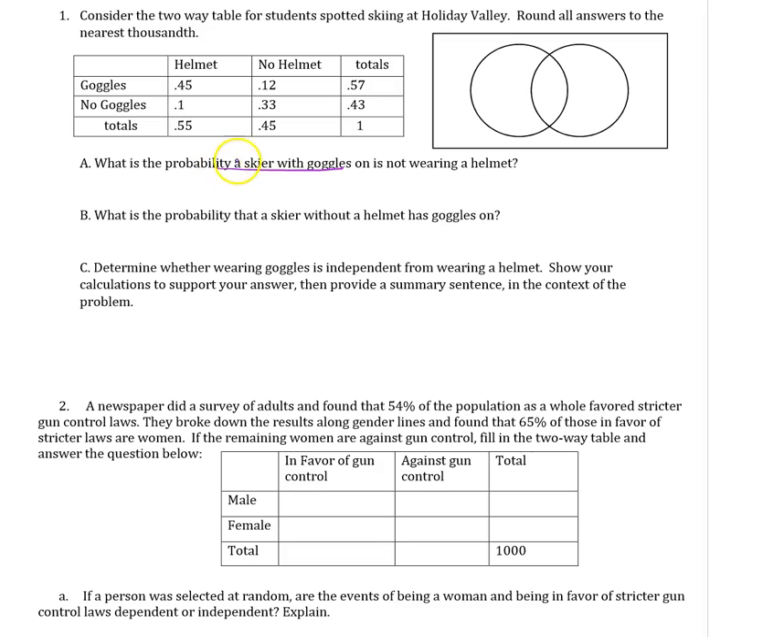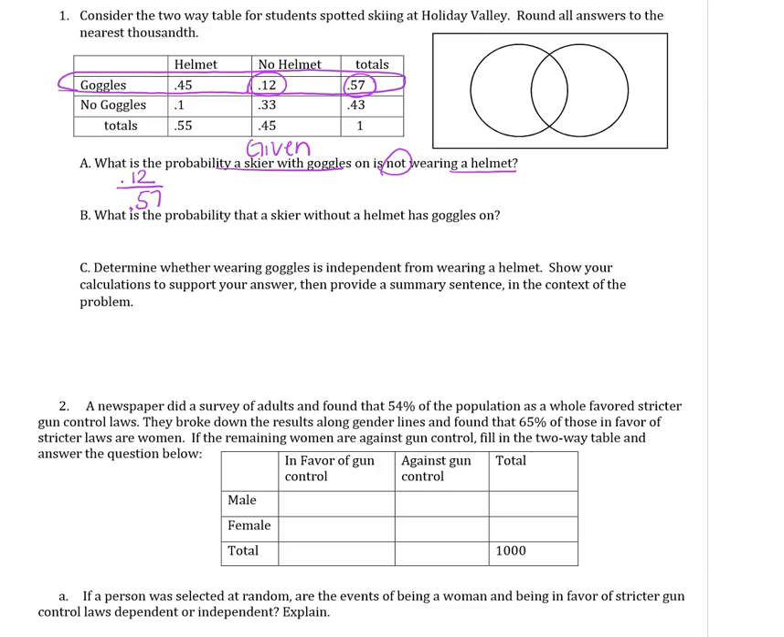So the first part here is your given, essentially. You're looking at the probability of grabbing a skier with goggles on. So that means I'm only going to look at this row. And of those with goggles, they're not wearing a helmet. So no helmet. So we do 0.12 divided by the probability that they are wearing goggles, which is 0.57.